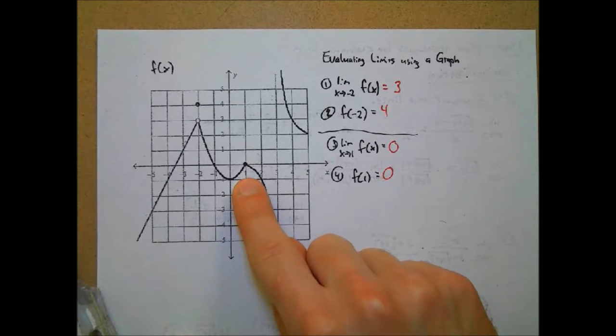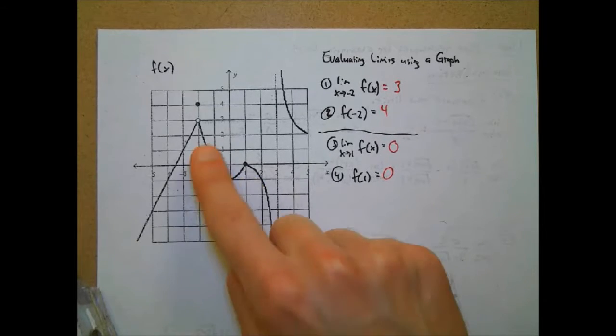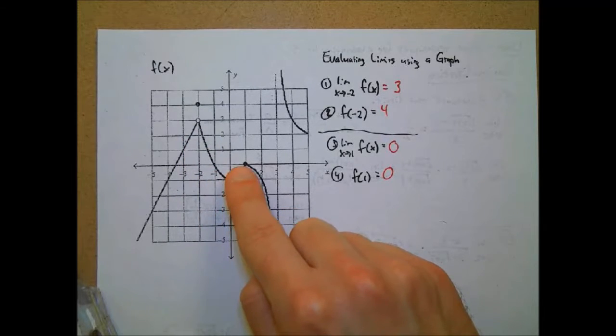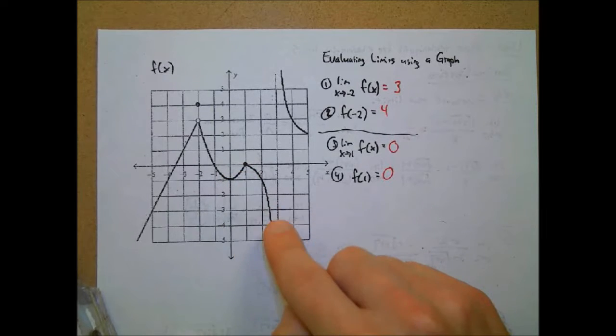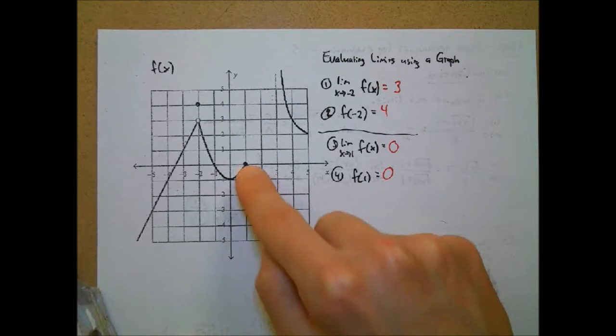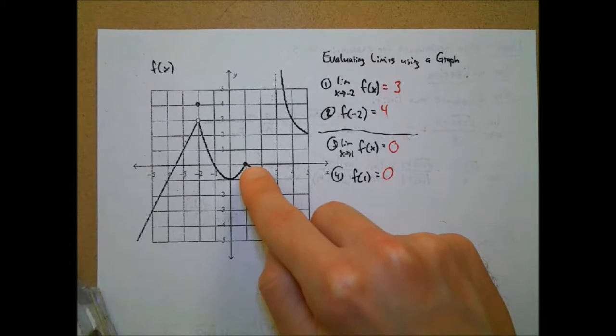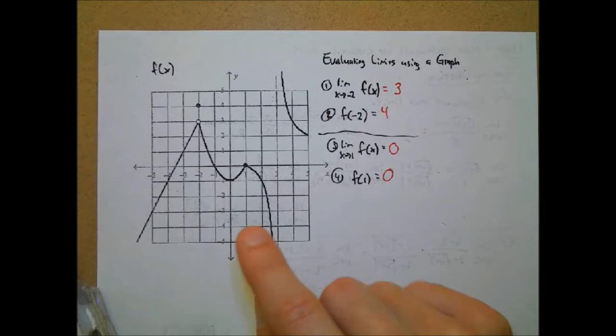As we approach 1 from the left, from values less than 1, we're going to be on this part of the graph. As we get closer and closer to 1, what's the y value we're approaching here? 0, right? And as we approach 1 from the right, this is going to be this part of the graph. As we get closer and closer to that x value of 1, what y value are we approaching? 0. That's the idea.